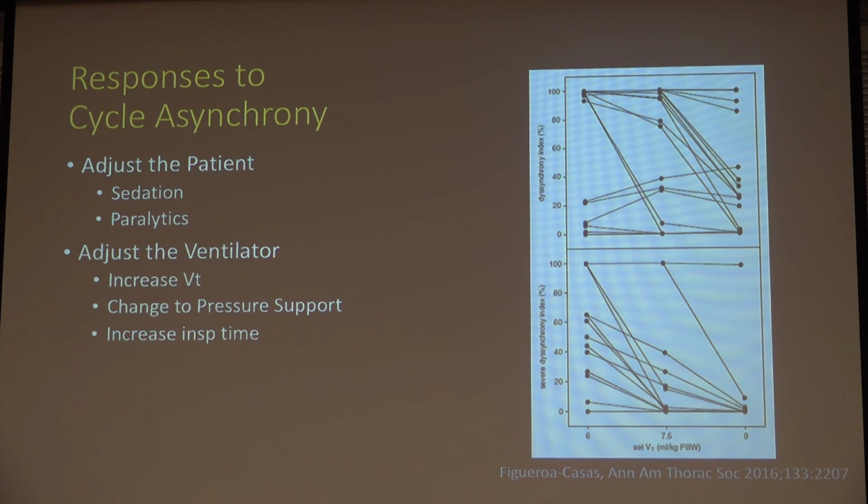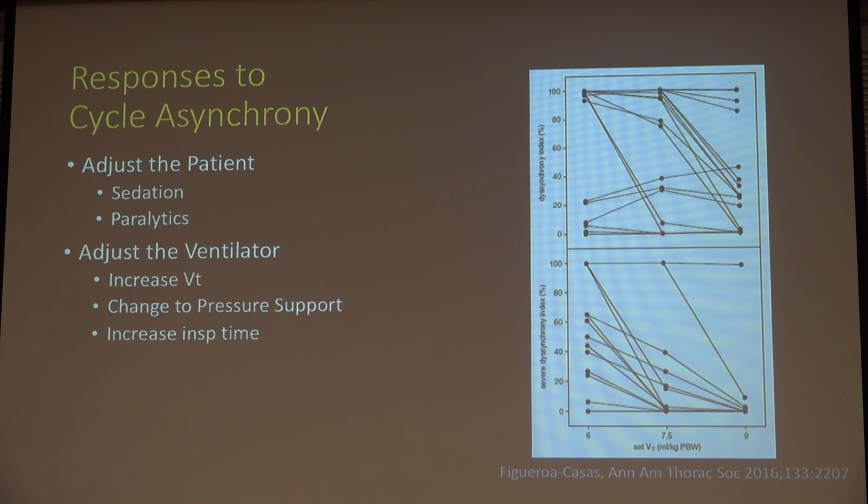In addition to increasing the tidal volume, one could change the mode to a mode that's associated with less asynchrony. That certainly is an option. And you can increase the inspiratory time, like we talked about. If a person's neural time constant is larger than the set inspiratory time, we'll increase the inspiratory time, and the patient may be happier with that. Again, there may be drawbacks to many of these things.